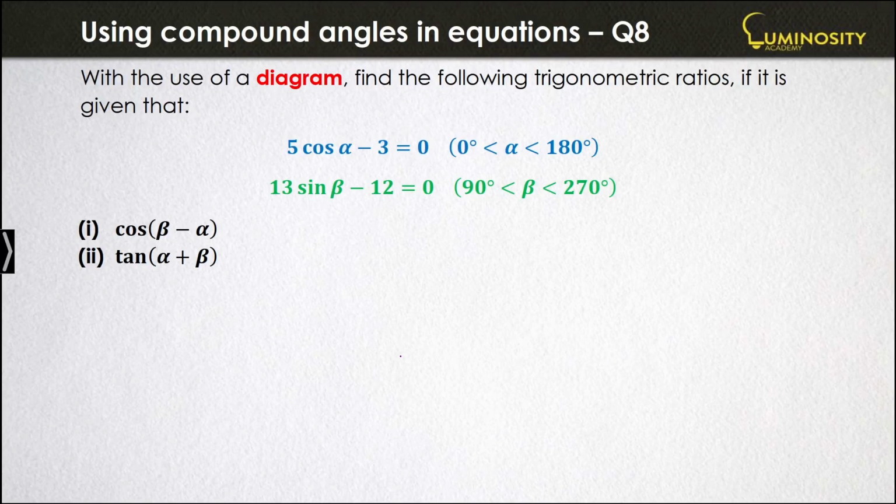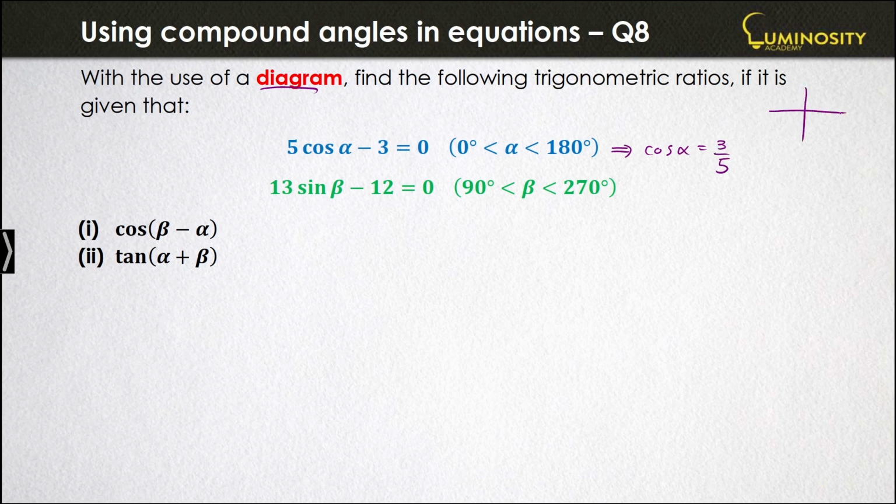Let's have a look at question 8. With the use of a diagram, we want to find the following trigonometric ratios, and then we want to solve these two questions. So I'm going to simplify each one here. If I add 3 and then divide by 5, I get cos alpha equals 3 over 5.